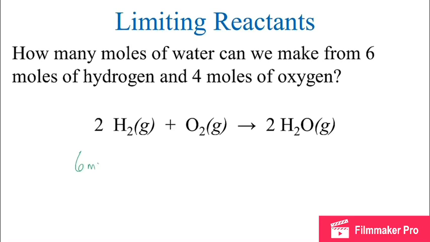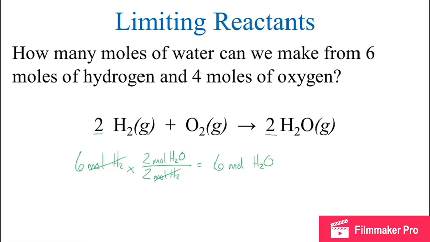So 6 moles of hydrogen. I'm trying to relate moles of hydrogen to moles of water. I see from the stoichiometric ratio that for every 2 moles of hydrogen, I produce 2 moles of water. So I'll put 2 moles of hydrogen on the bottom and 2 moles of water on the top. I can work that out, and that shows me that for every 6 moles of hydrogen, I can produce 6 moles of water.